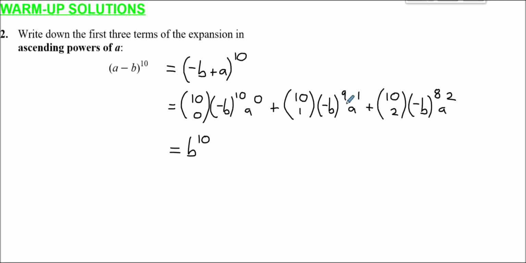The next one, we have a to the power 1, but this negative b is raised to an odd power because 9 is odd. So that's going to end up being negative overall. 10 choose 1 was 10, but because this is an odd power of a negative b, we can have minus 10 b to the 9 a. However, we may as well do this alphabetically, as we always would do, and so we best write that as a b to the 9.